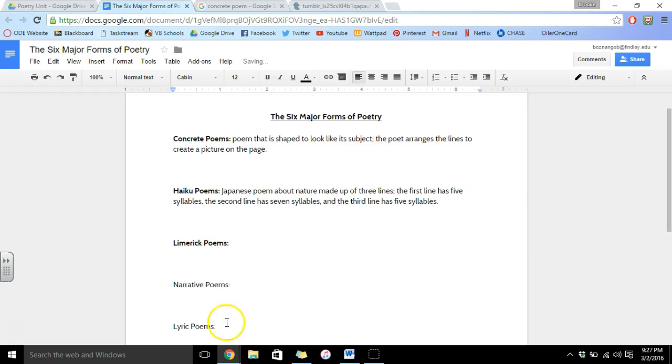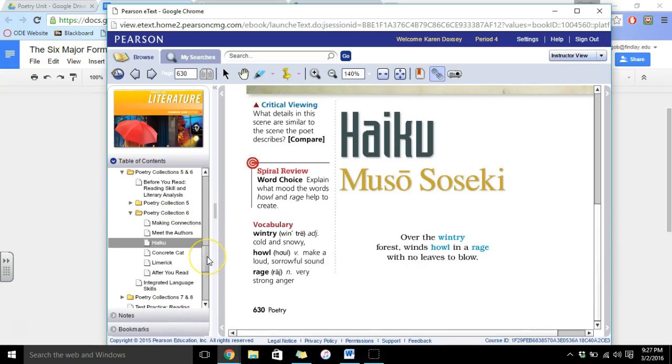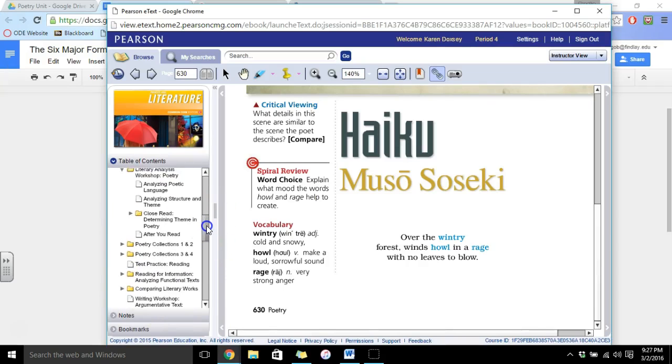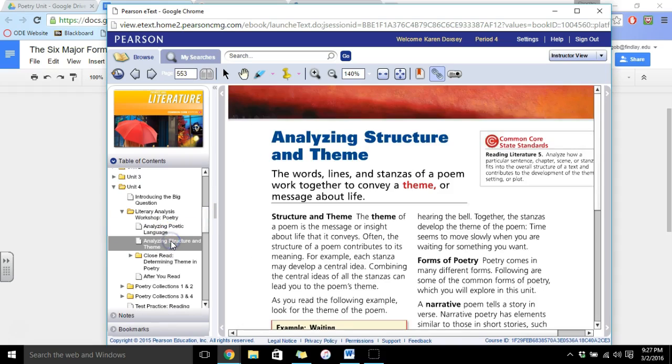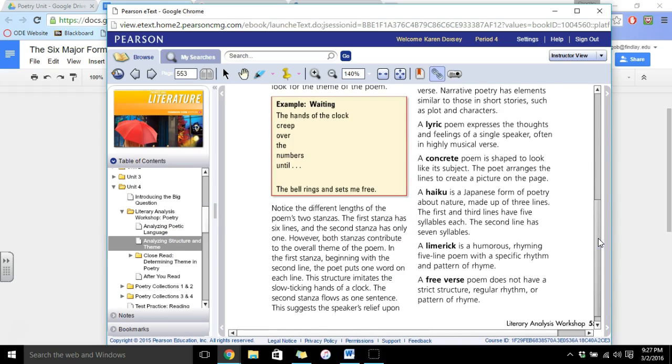Alright, now that you have your haiku poem, we're going to move into limerick poems. I think limerick poems are kind of fun. A limerick is a humorous, rhyming, 5-line poem with a specific rhythm and pattern of rhyme.